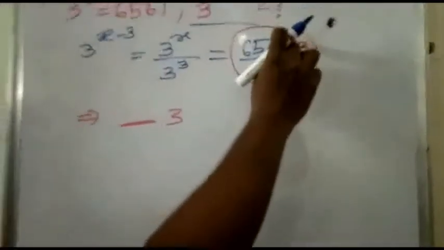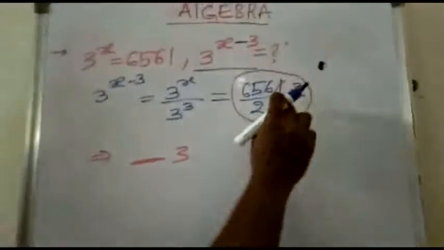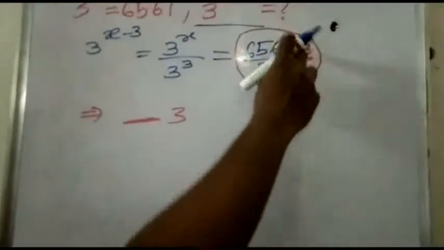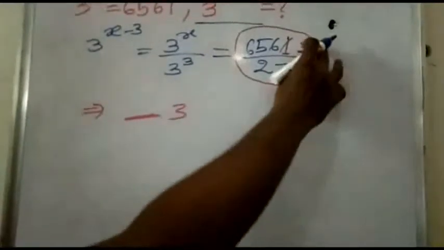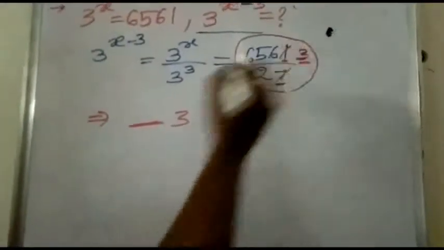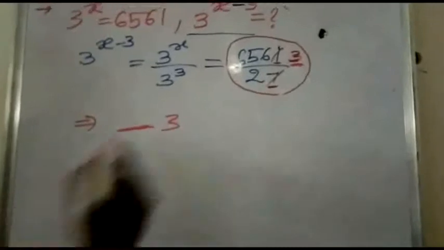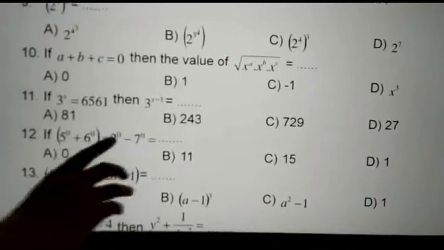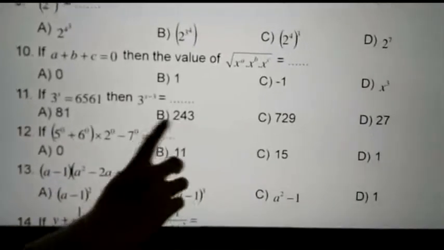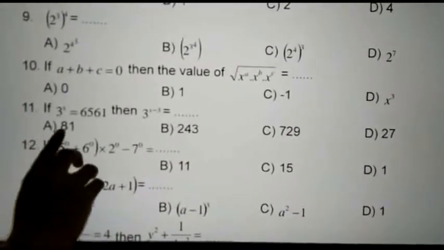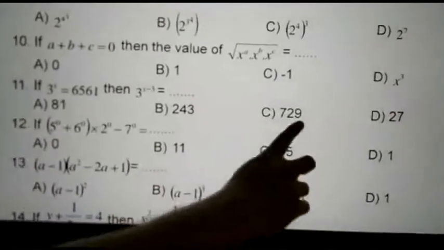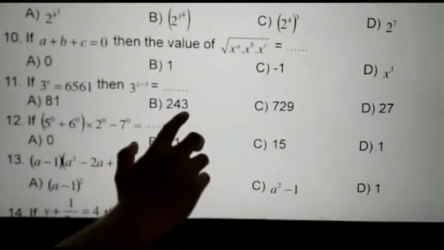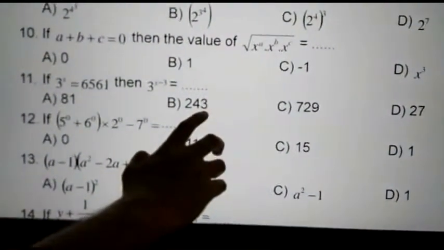How to divide these 1 by 7? This is the units place. In the units place there is 1, right? So 7 3s are 21. So the option also should end with 3. What are the options? 81, 243, 729, 27. What is the option which is ending with 3? 243. So directly the answer is 243.